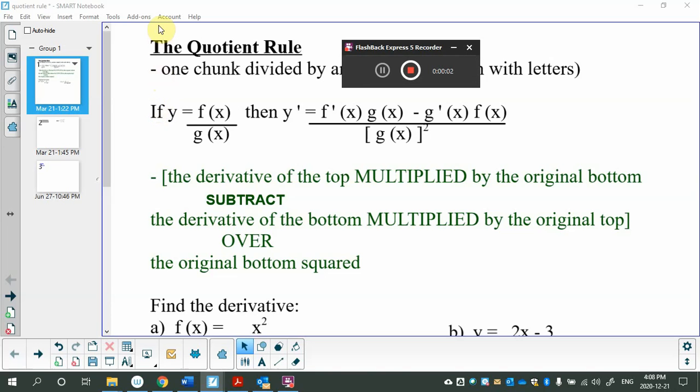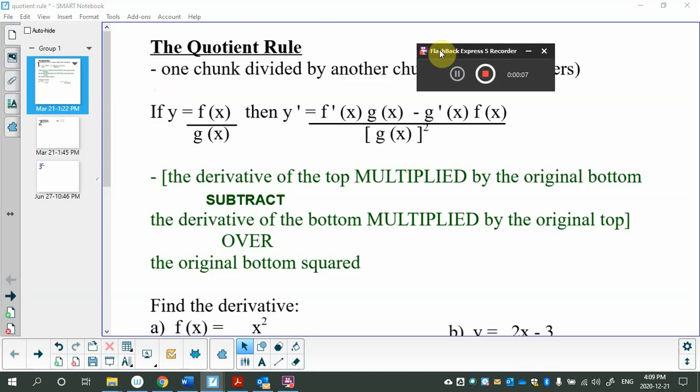It is time for the quotient rule. And then I'm going to quit for today, I think. Or maybe I'll do one more.